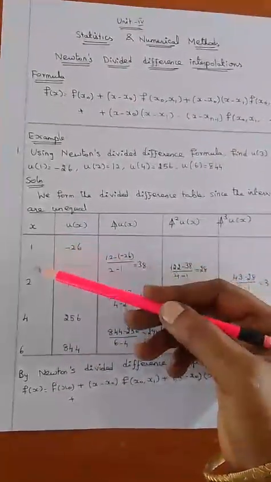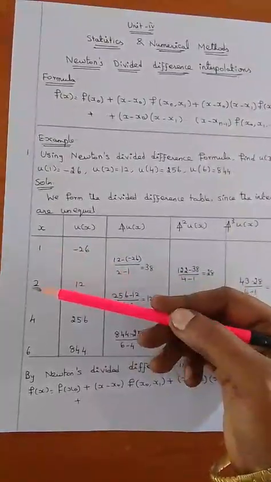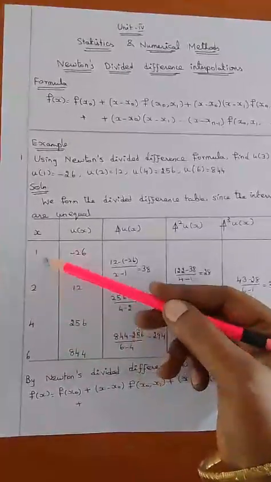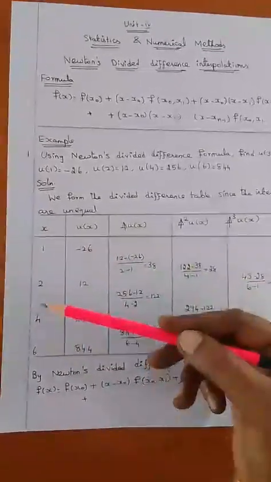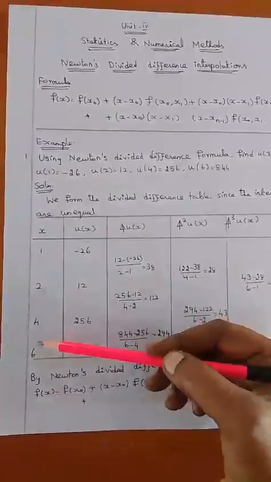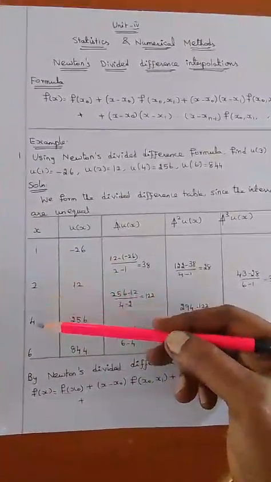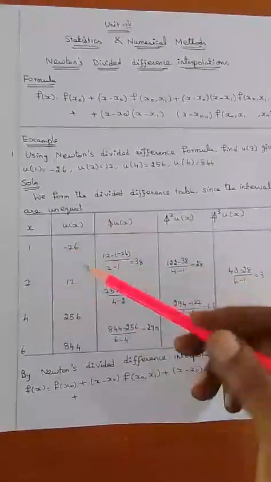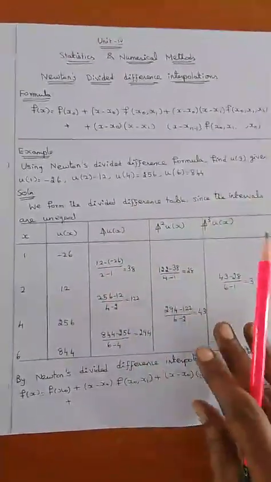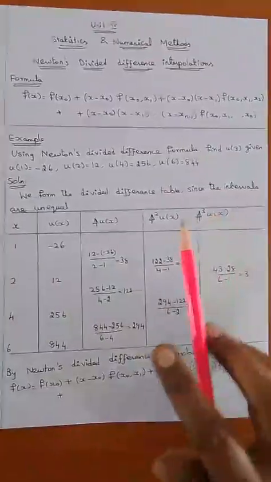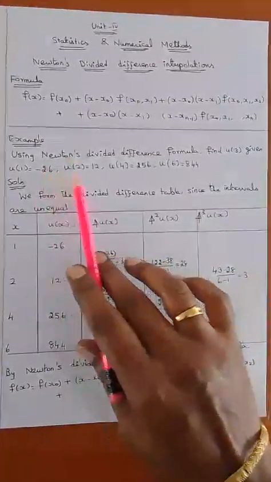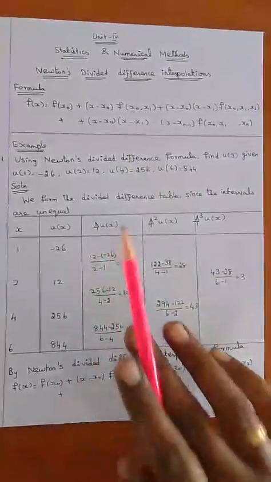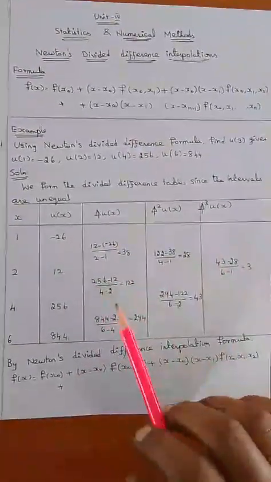Notice that the interval is unequal: from 1 to 2 the length is 1, and then it is 2, again 2. If one interval is unequal, the whole problem is unequal. So we have to use either Newton's divided difference formula or Lagrange's interpolation formula. Here they mentioned to use Newton's divided difference formula, so we have to use that formula only.